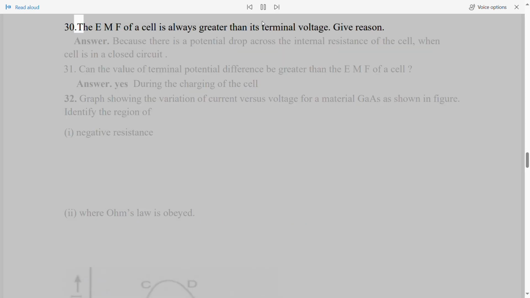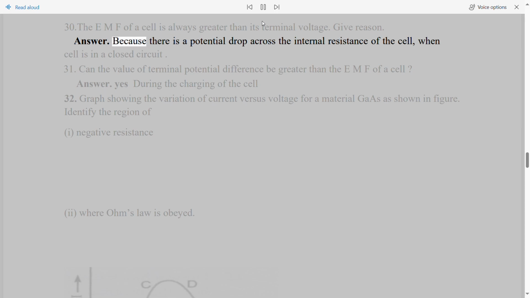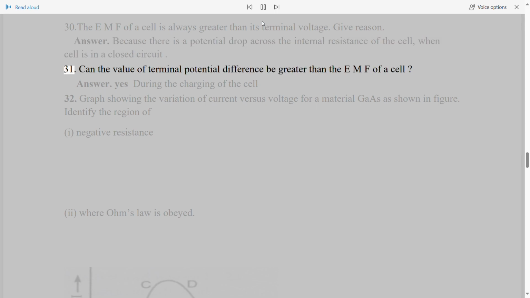30. The EMF of a cell is always greater than its terminal voltage. Give reason. Answer. Because there is a potential drop across the internal resistance of the cell when cell is in a closed circuit. 31. Can the value of terminal potential difference be greater than the EMF of a cell? Answer. Yes, during the charging of the cell.